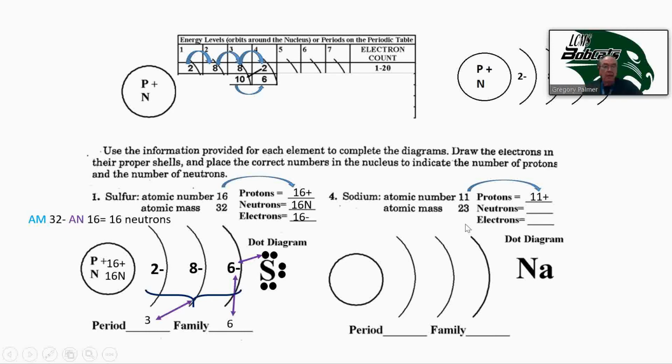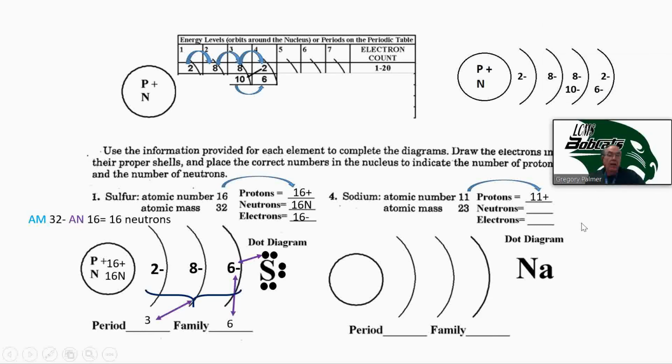We also know that the atom is neutral, so if it has 11 positives, it's going to have 11 negatives. To find the number of neutrons, we need to use our formula. We take the atomic mass, which is 23, minus the atomic number, which is 11, and we get 12 neutrons. Now we've got all the parts of the atom, and we're ready to make our model.